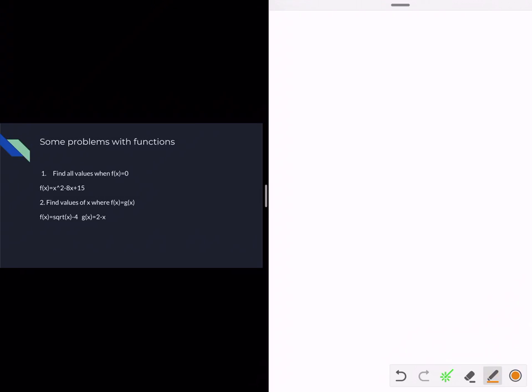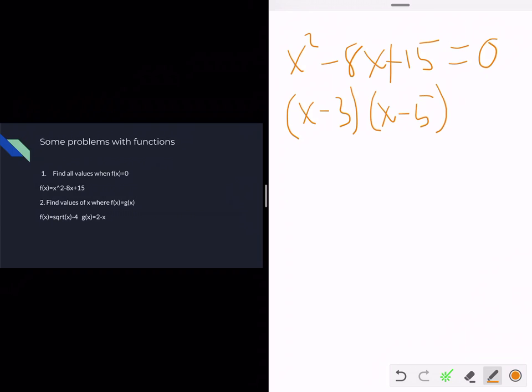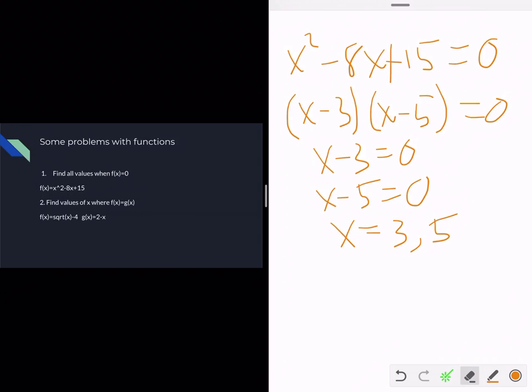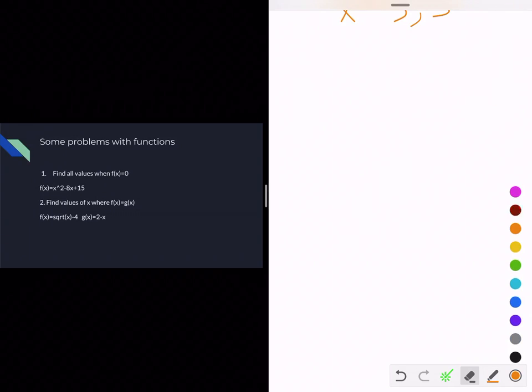So find all values when f of x equals 0, where f of x equals x squared minus 8x plus 15. So what you want to do here is factor. You want to find values that multiply to 15 and add up to negative 8. Well, you can do x minus 3, x minus 5 equals 0. And now you make each of these equal 0. So x equals 3, 5. Easy enough, just Algebra 1, so factoring.